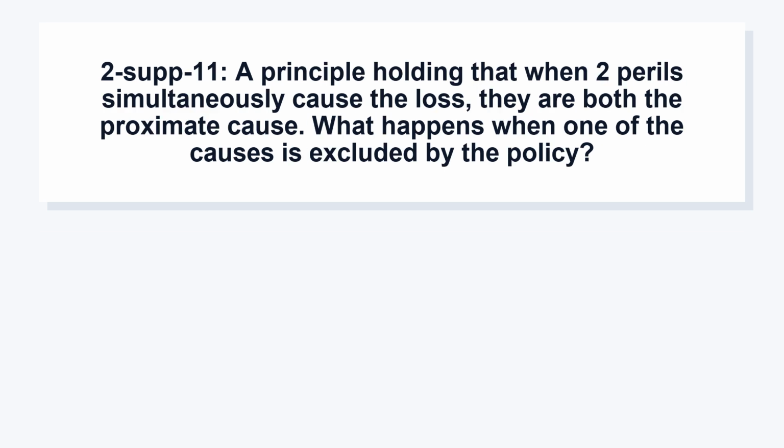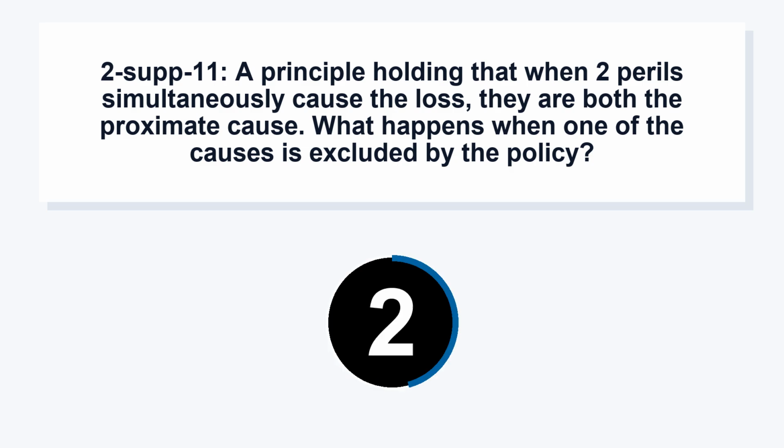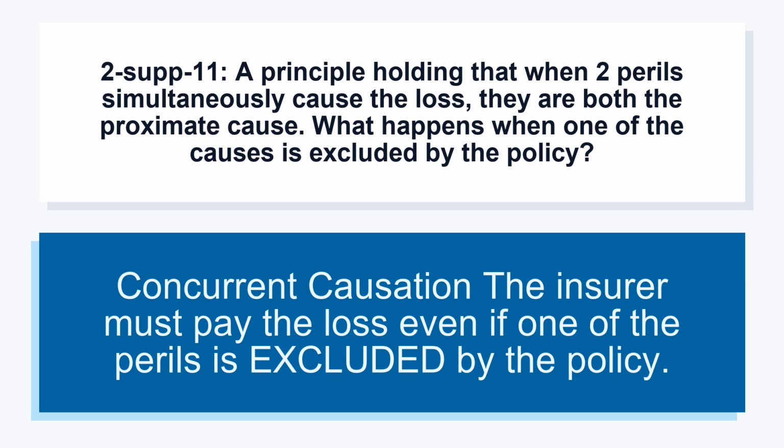2 Sup 11: A principle holding that when two perils simultaneously cause the loss, they are both the proximate cause. What happens when one of the causes is excluded by the policy? Concurrent causation. The insurer must pay the loss even if one of the perils is excluded by the policy.